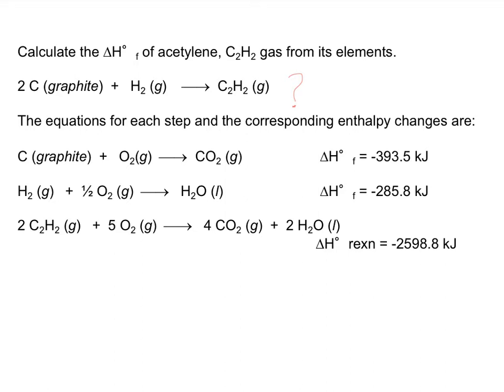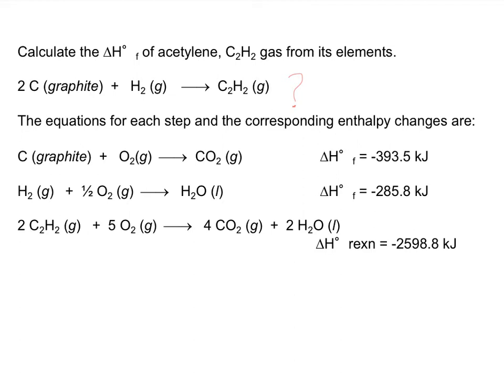And thirdly, we can also burn the acetylene gas, which gives a lot of heat. The burning of acetylene gas in oxygen gives us carbon dioxide and water. This is a balanced combustion reaction of acetylene in oxygen, and the enthalpy change of this reaction is very, very negative. So this is a very exothermic reaction.